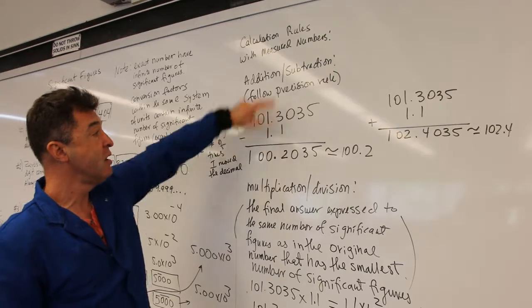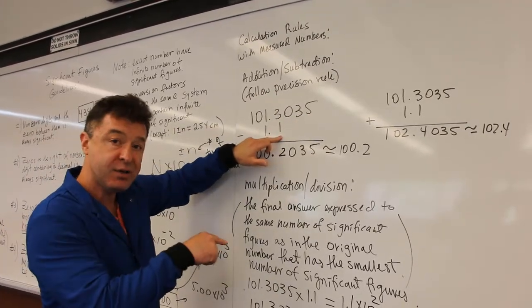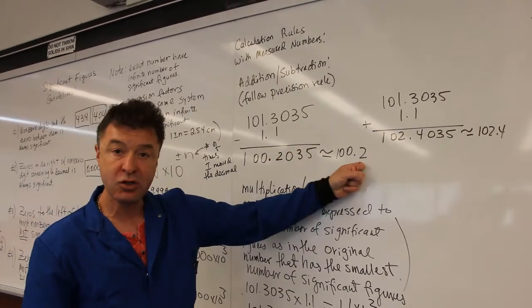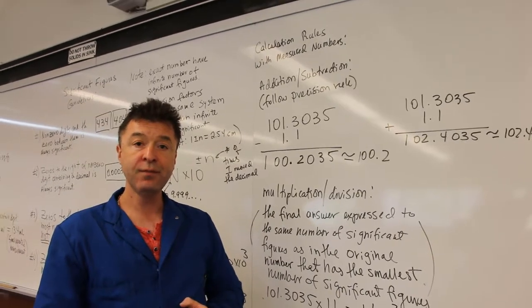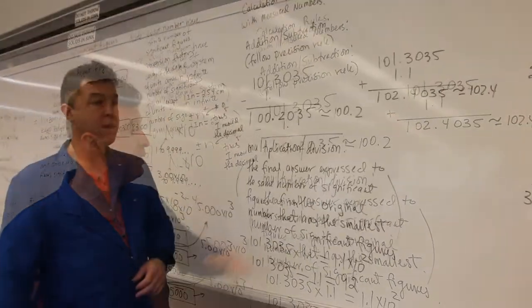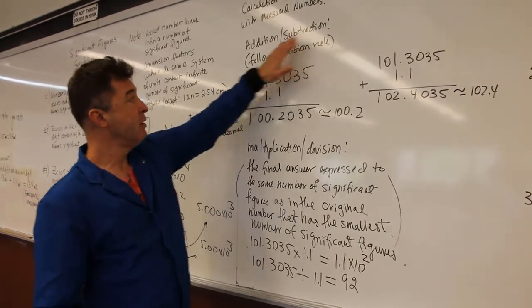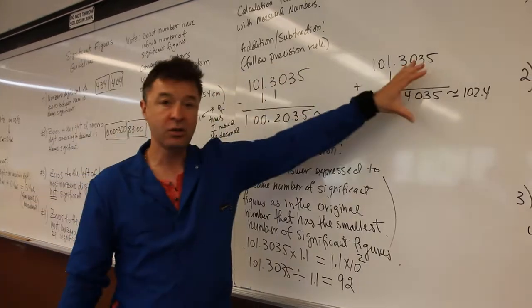So in this case, we got the 10,000th place precision. In this case, 10th place precision. So the final answer must contain the 10th place precision, because this is the least precise of the 2 numbers. Okay? Now, what I just did, I did the addition, subtraction, guys, in here. Well, actually, it's subtraction, addition in this case.